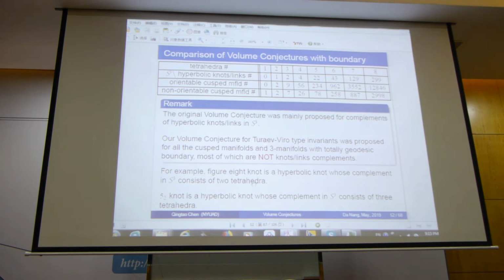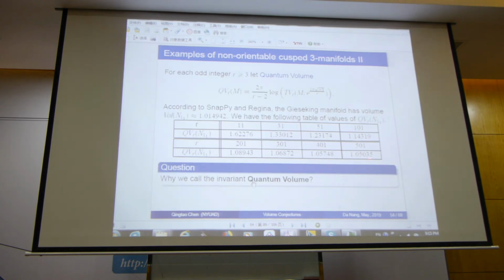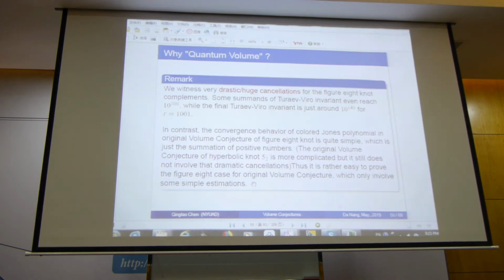Okay, so in the tribe 0 case, we witness very dramatic cancellations. So I will mention later. So this is the Giseki manifold. And so the approach to the volume. So this is still an open case. The cancellation is very dramatic. So why do we call it a quantum invariant? You see here, we witness a very drastic and huge cancellation for the figure 8 knot.